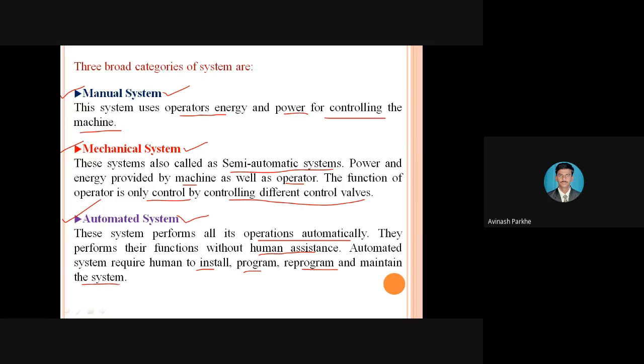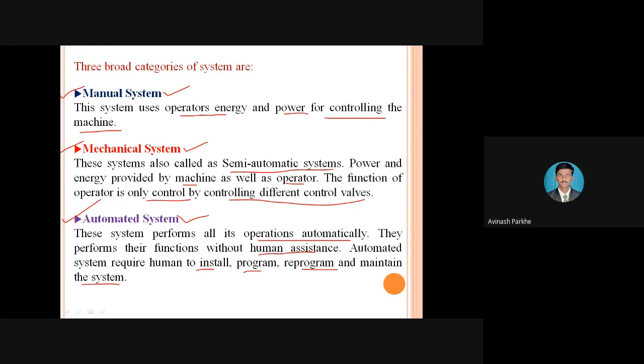That means if I have to install the program, go for reprogramming, or go for the maintenance of that particular system or machine, at that time the operators are required. Otherwise, all the operations we are performing can be performed automatically by that particular machine. Therefore, this third type is called an automated system.